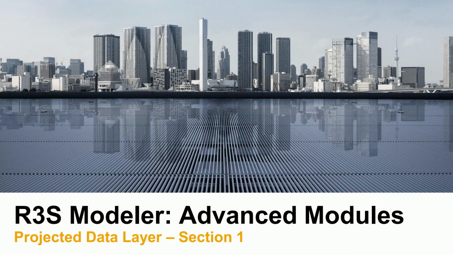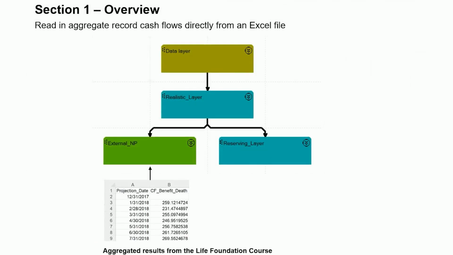Section 1.0. In this section, we will show you how to read external cash flows into a model from an Excel file. For this exercise, the same term cash flows that were initially calculated in the company model in the Life Foundation course will be used. This is to show there are no changes in results when feeding the cash flows in.